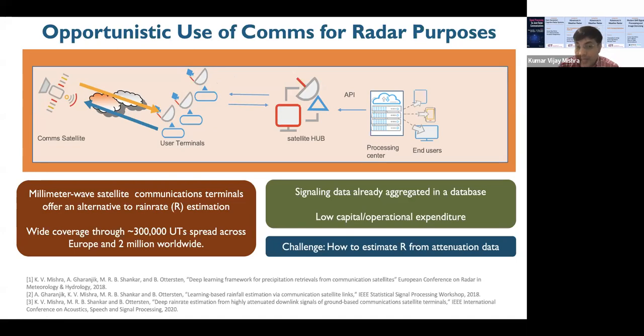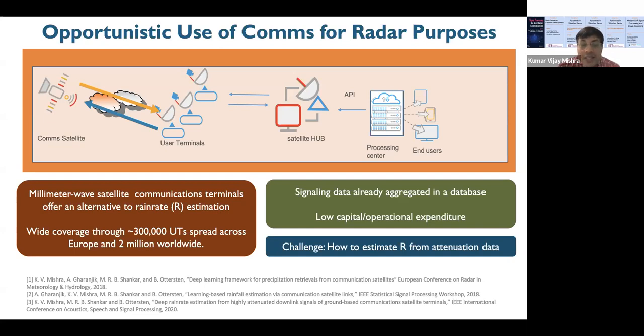So here we use the signal from these user terminals, and we'll see in a bit what is the challenge of using those signals. And then we get weather information from there. In the process, how to get that weather information, we also use some information from a co-located radar, the radar which is located in the same region as these user terminals. And then we try to enhance the weather observations.